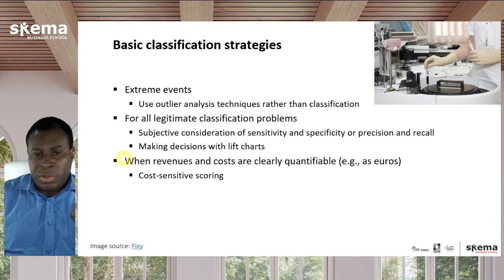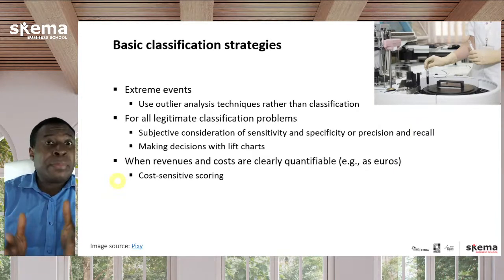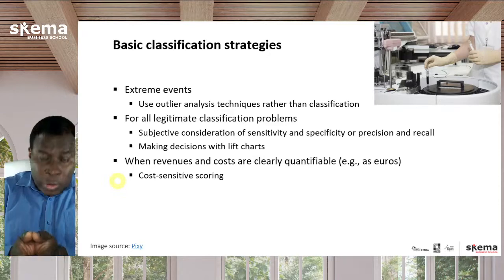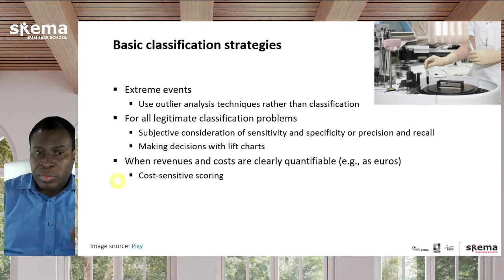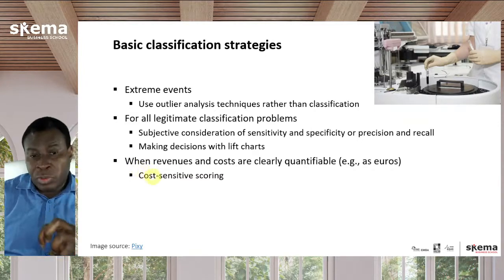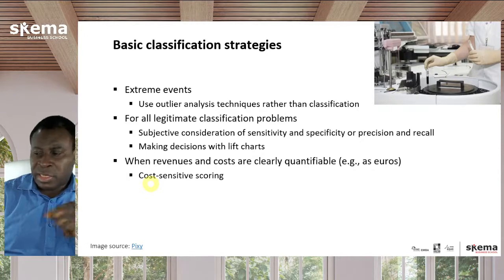Another important approach that we're going to see is in cases where you have revenues and costs that are clearly quantifiable. For example, you can actually convert them to euro amounts, then cost sensitive scoring is an important, very valuable approach. And this is distinct from cases like when you're trying to see are people going to get cancer or not. You can't put a euro value to people's health. So cost sensitive scoring doesn't work. But if you can meaningfully convert what you're looking at to euros, then this is a helpful approach. This is what we're going to see in subsequent videos.